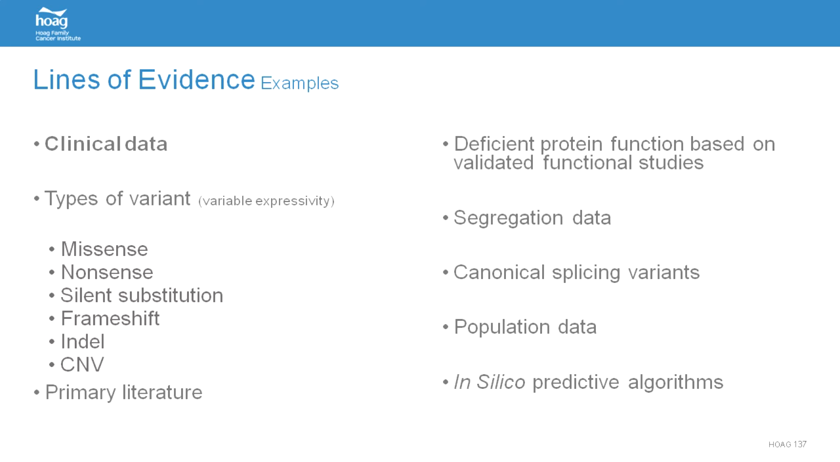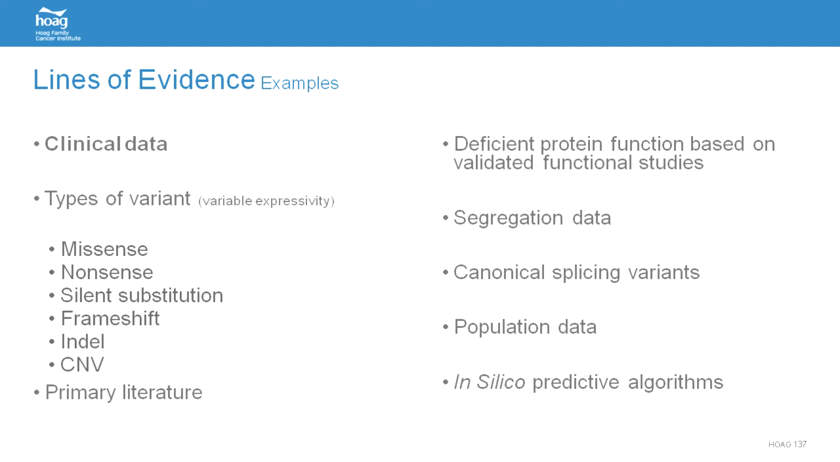Lines of evidence that are used, these are just the examples. Clinical data is a very important part of variant classification and interpretation. We do a lot of other things, but clinical data has more weight in the classification. Type of variant is important. We need to know what the variant is, whether it's a missense, nonsense, silent, frame shift, indels, CNVs, big deletions, big insertions.